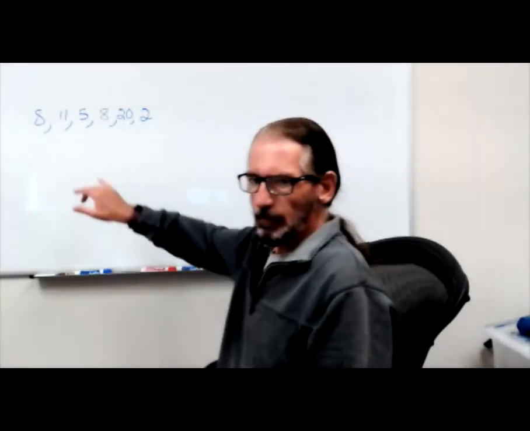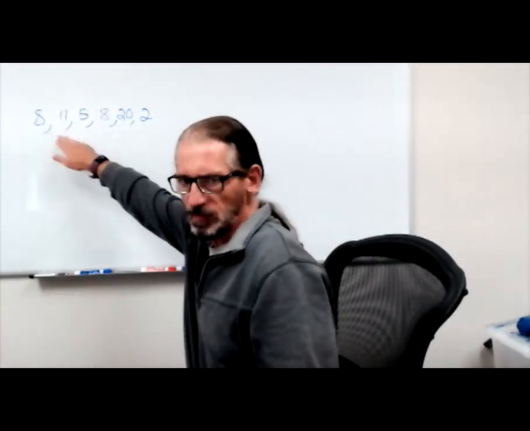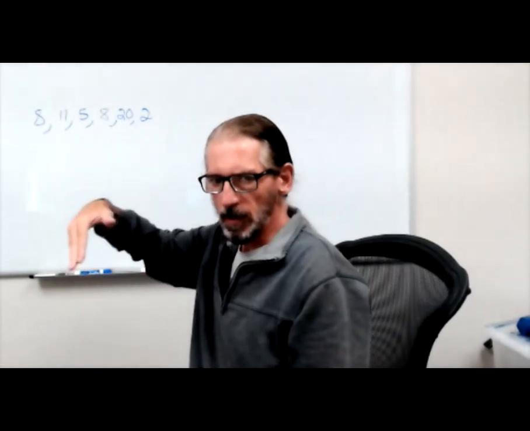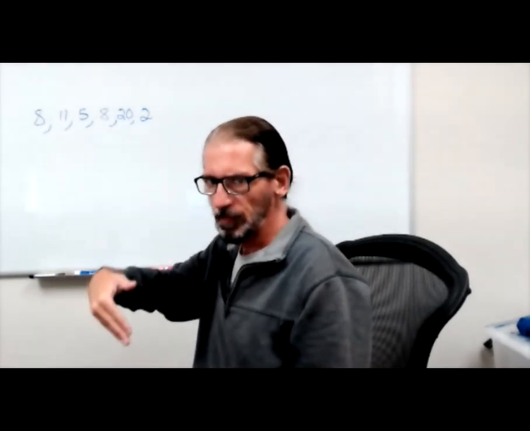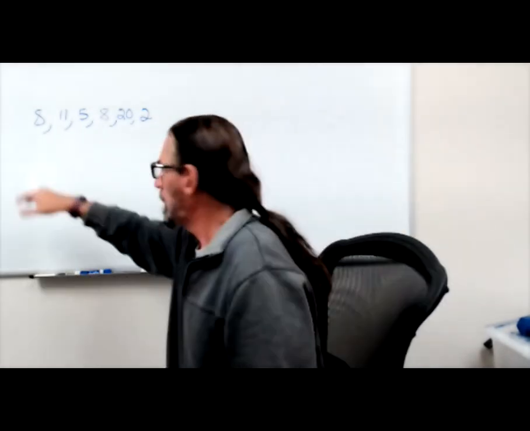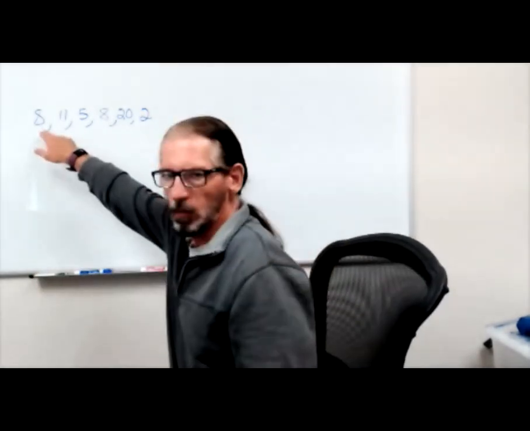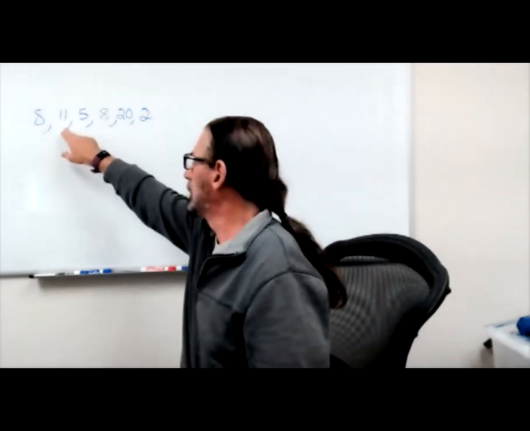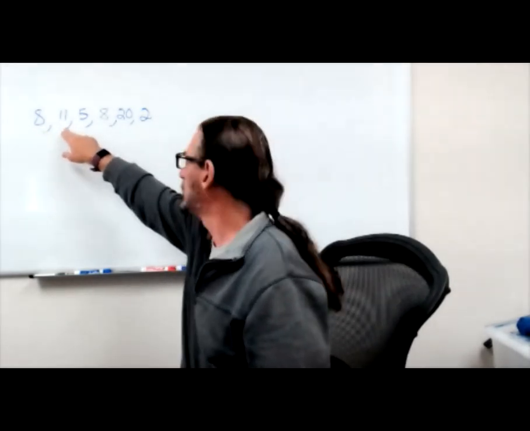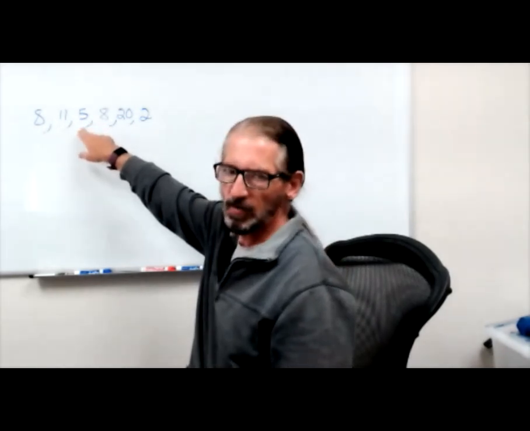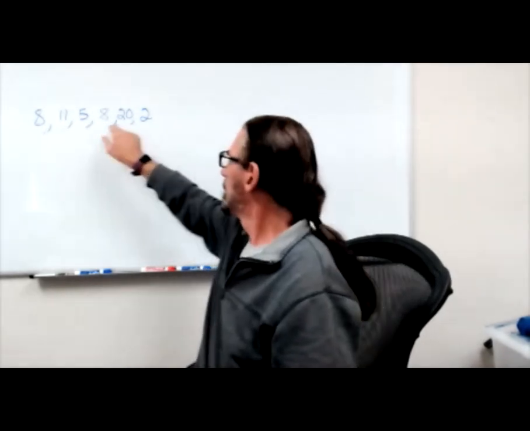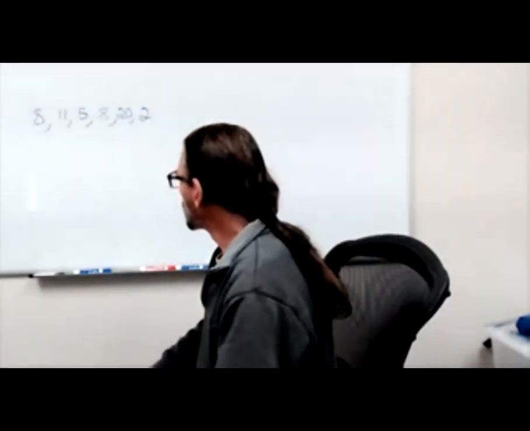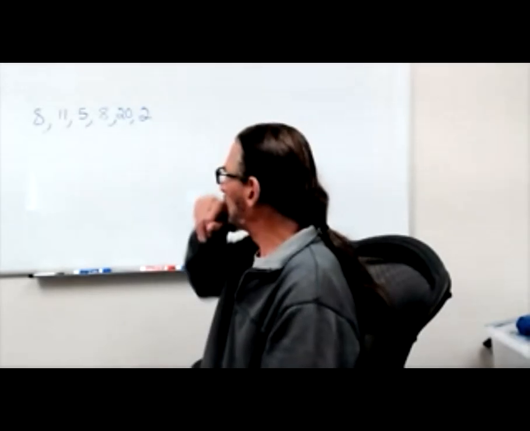Suppose that these 6 scores represent, in tens of thousands of dollars, salaries that people are earning at a small company. So there's one person making 80,000, another making 110,000, another making 50,000. This one making 20 times 10,000 would be 200,000, and so on.